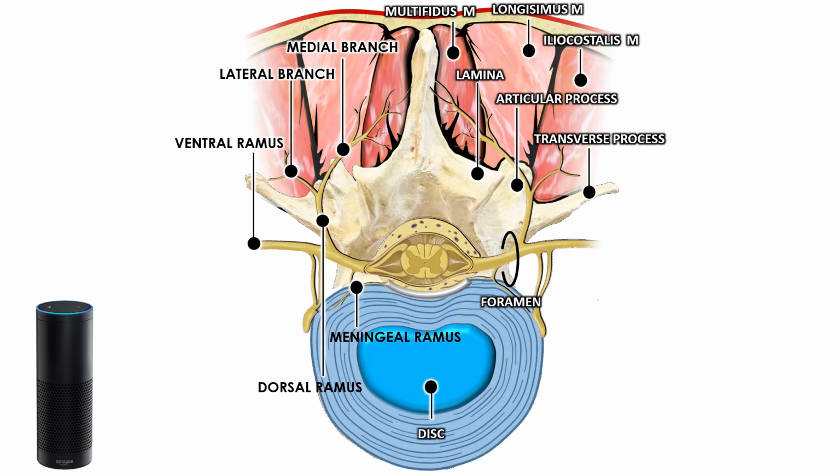The posterior aspects of the discs and the posterior longitudinal ligament are innervated by the sinovertebral nerves. The posterolateral aspects of the discs receive branches from adjacent ventral primary rami and from the gray rami communicantes. Near their junctions, the ventral primary rami.